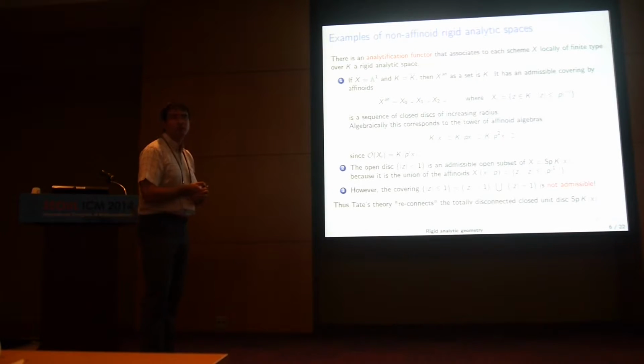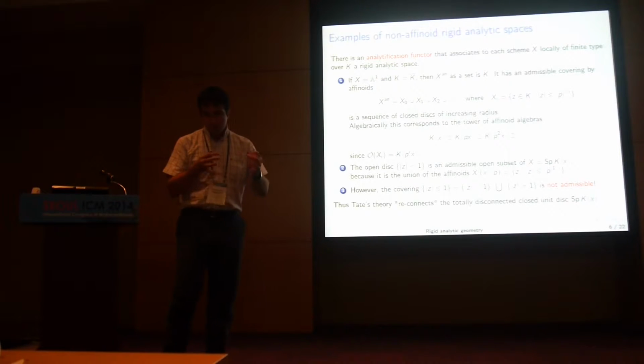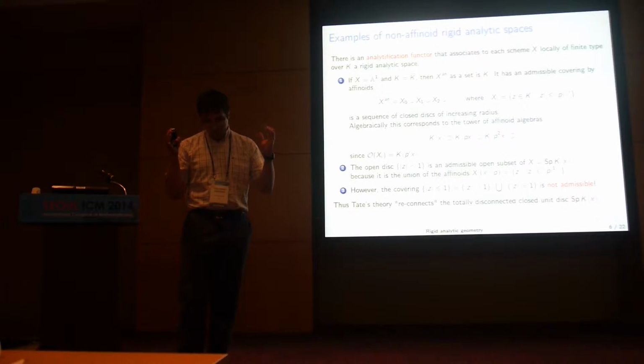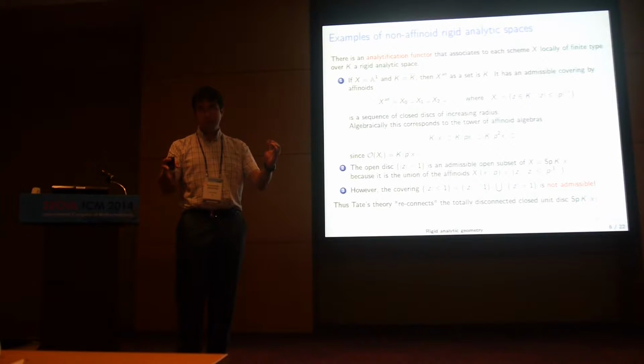So what makes it admissible? Whenever you have an affinoid subset of it, the restriction of such a covering has a finite subcover. Finite what? Finite subcover. If you have something already compact inside and you restrict the covering, it's already finite.